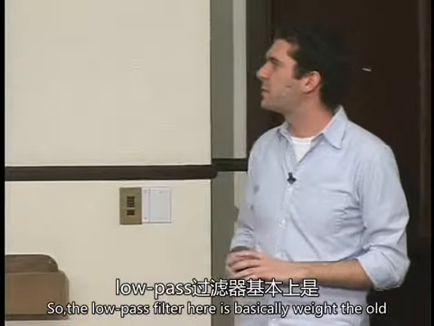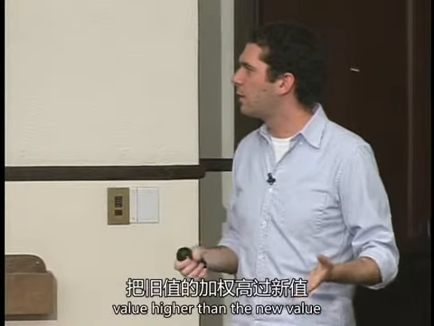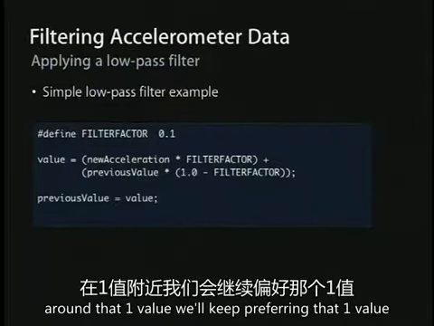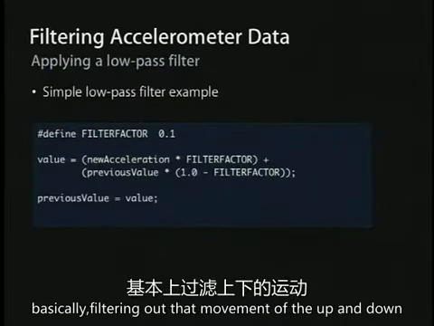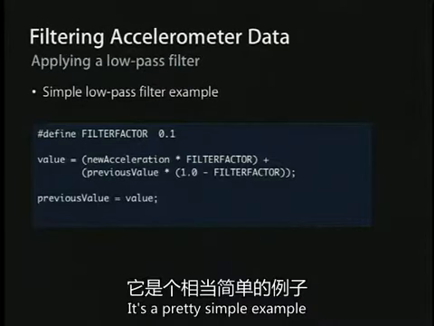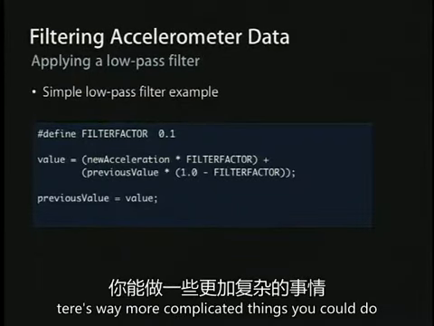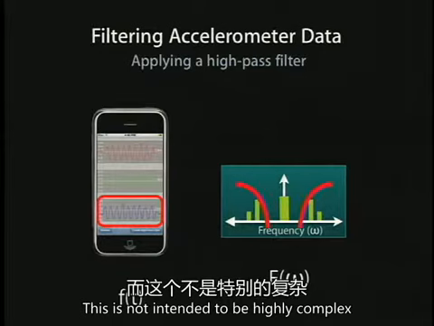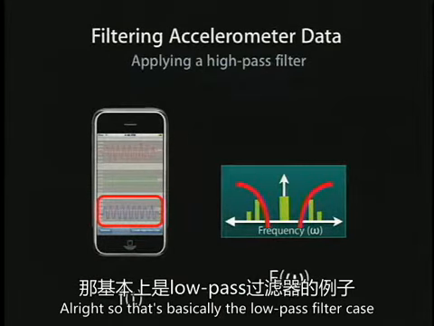So the low-pass filter here basically weights the old value higher than the new value, so that if you're just moving back and forth and still staying around that 1 value, we'll keep preferring that 1 value, basically filtering out that up and down movement. It's a pretty simple example. There's way more complicated things you could do. This is not intended to be highly complex. All right, so that's basically the low-pass filter case.